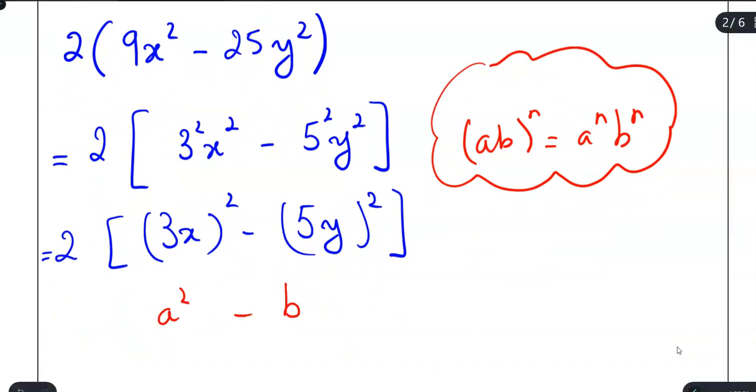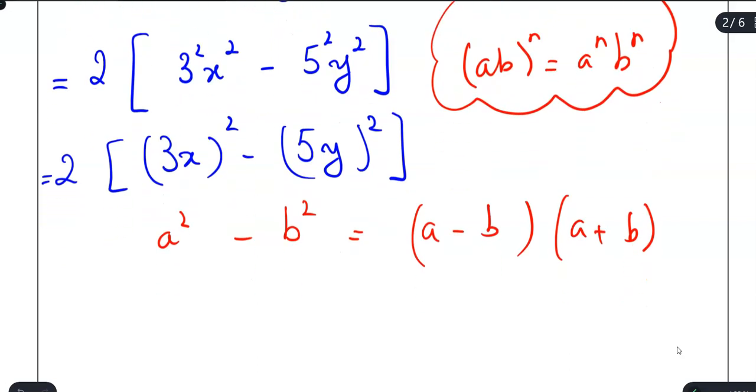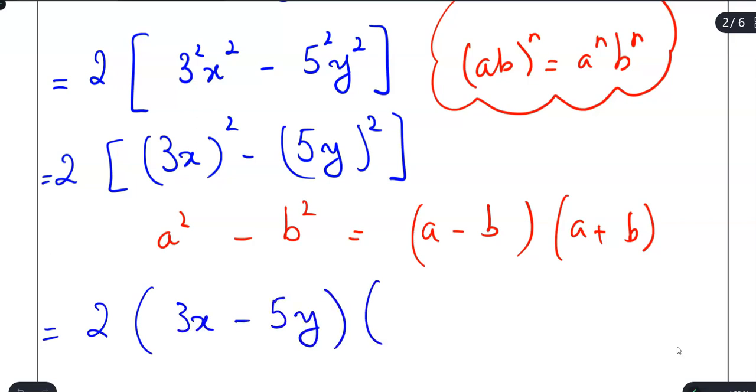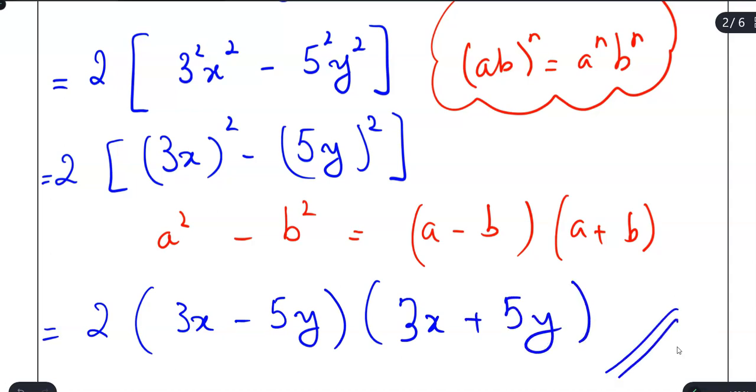A squared minus b squared should be equal to a minus b, multiply a plus b as its factor. So then I will write 2, then I will write 3x minus 5y, multiply that with 3x plus 5y as my final answer.